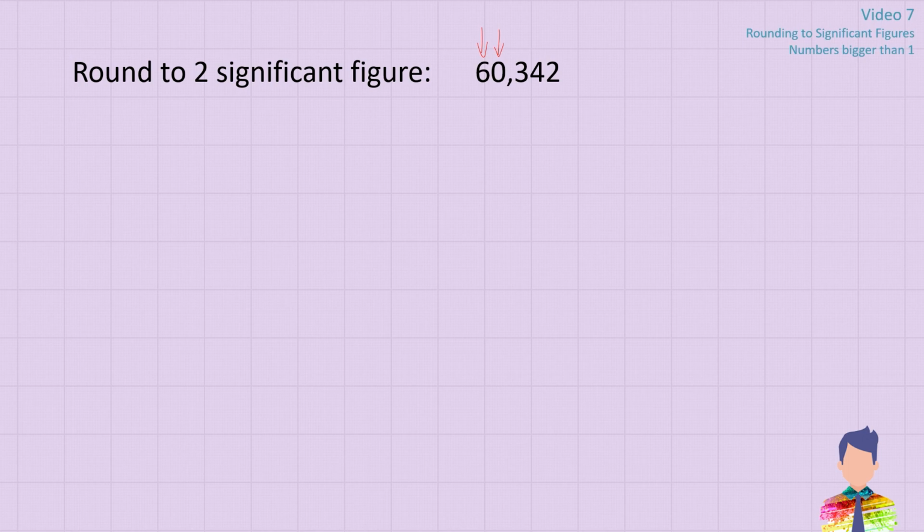So this 3 is in the lower half of those figures, it's below 5, so it can be replaced with a 0. So that's what we're doing. 60,342 rounded to 2 significant figures is still 60,000.